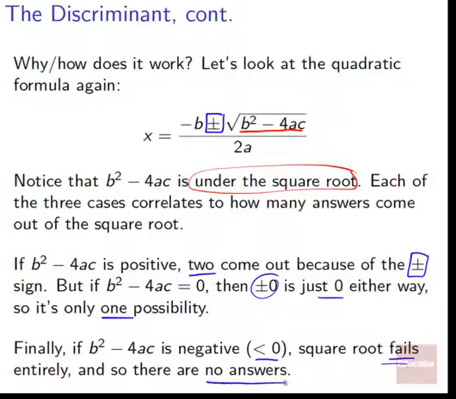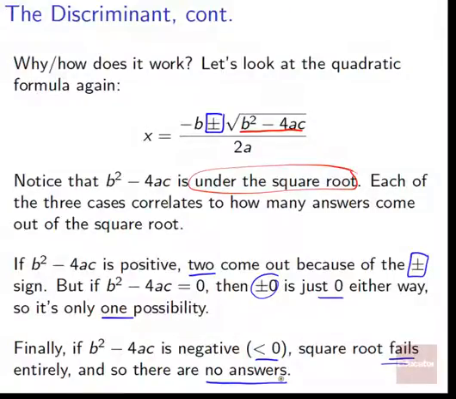so there are no answers. It's impossible to take the square root of a negative number, remember, because any positive squared becomes positive, any negative squared becomes positive, so there's no number out there that when you square it will become a negative, so there's no answers if b squared minus 4ac is negative. At least there's no real answers. We'll talk about how things get a little shady once we get to the complex numbers, but for right now, discriminant tells us no answers if b squared minus 4ac is negative.